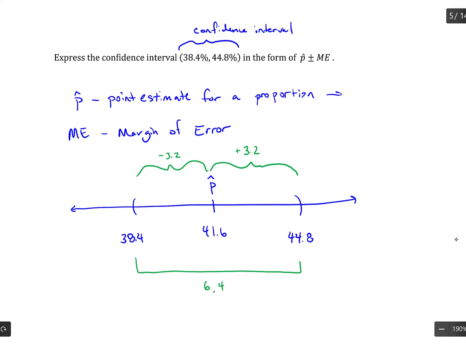There you go, 41.6. But the way I've done it here, I not only got the value of p hat, which is 41.6%, I also got the value of my margin of error, which is 3.2%. Because when you convert a confidence interval to the form p hat plus or minus the margin of error, you need to find both of those values, and this way I've found both of them.